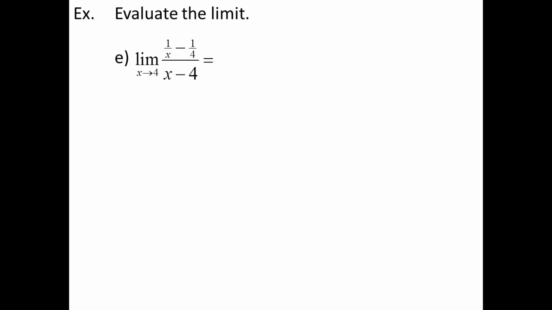As always, I'm going to start with direct substitution, plug in 4. So if I plug in 4 right here, 1 over 4 minus 1 over 4 is 0 on the top, 4 minus 4, 0 on the bottom, indeterminate. Indeterminate means let's try an algebraic simplification.